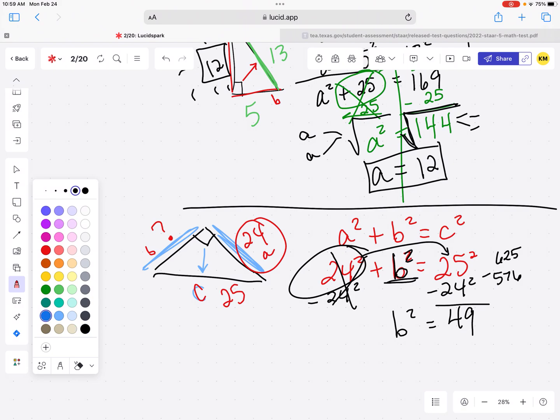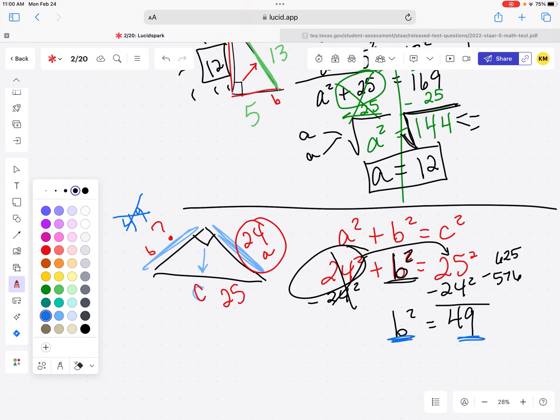So now I want to get B alone. Anybody who puts 49 here, no banana. It's not correct because that's for B squared. That's for two of them. That's for 49 times something is 49.